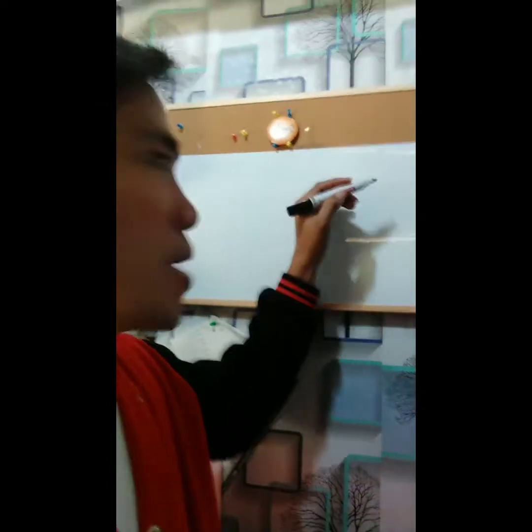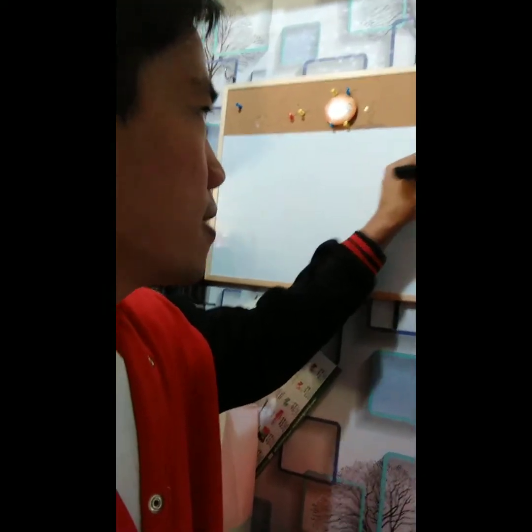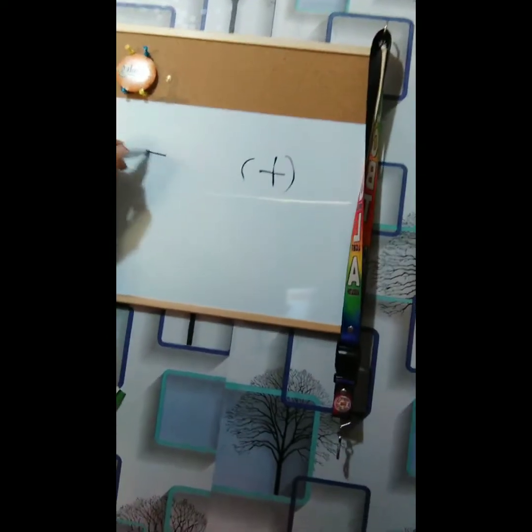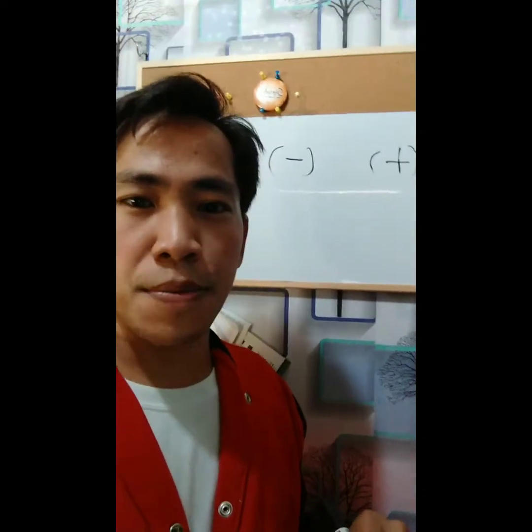So let me grab my whiteboard and the pen. Alrighty, so here we go. Let us have some algebraic expressions for the interpretation of these forces. We have the algebraic expression positive, and then we also have the algebraic expression negative. These two signs are the symbols for the counteracting forces in nature.